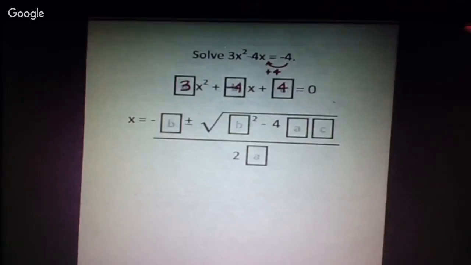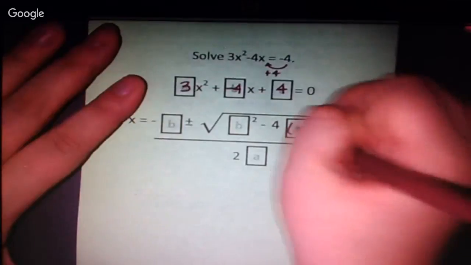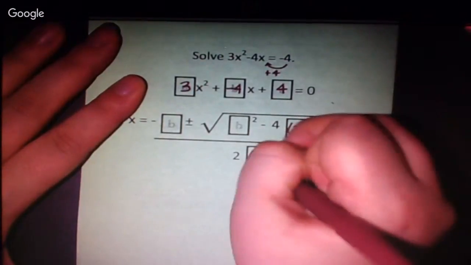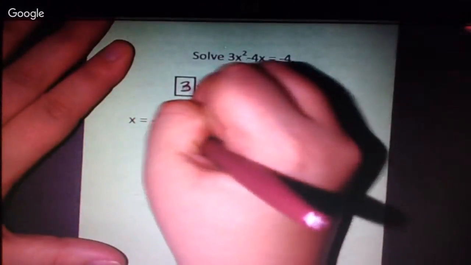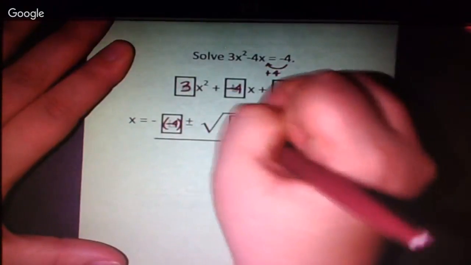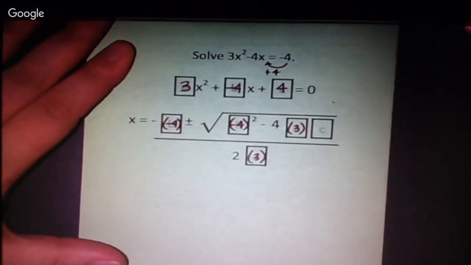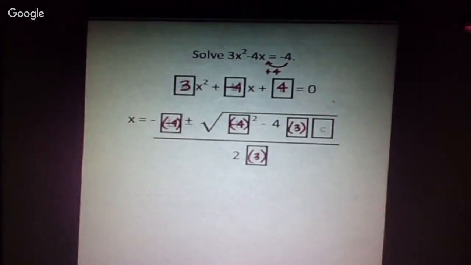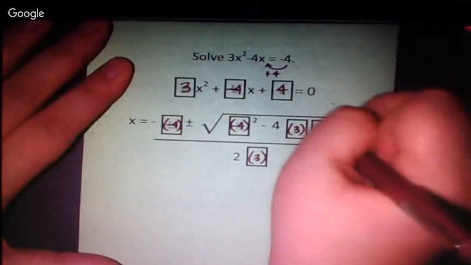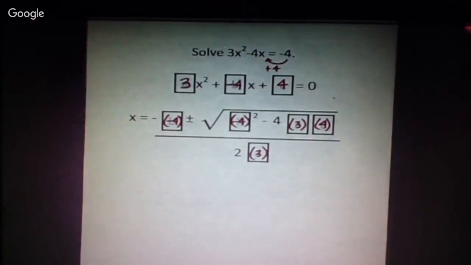So now we're going to take this and plug it in. All of my a's are being replaced with a 3. So I'm going to plug in 3. Notice I put it in parentheses. All of my b values are being replaced with -4. Do not lose that negative b. Okay, and finally, my c values get replaced with a positive 4.